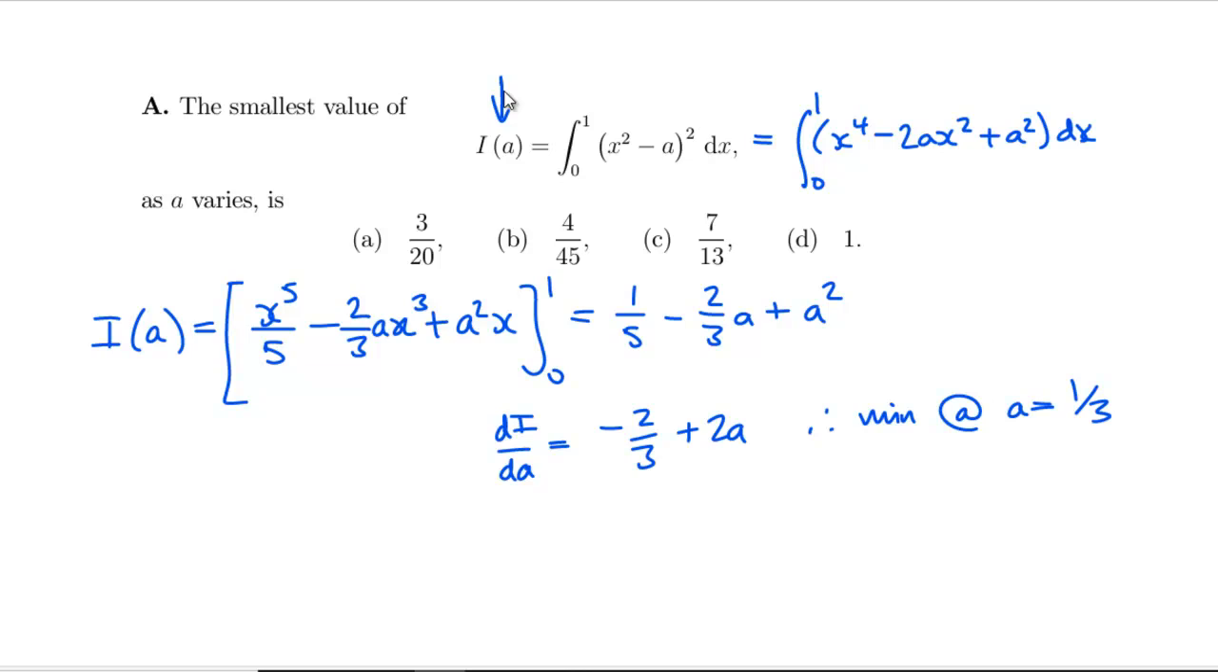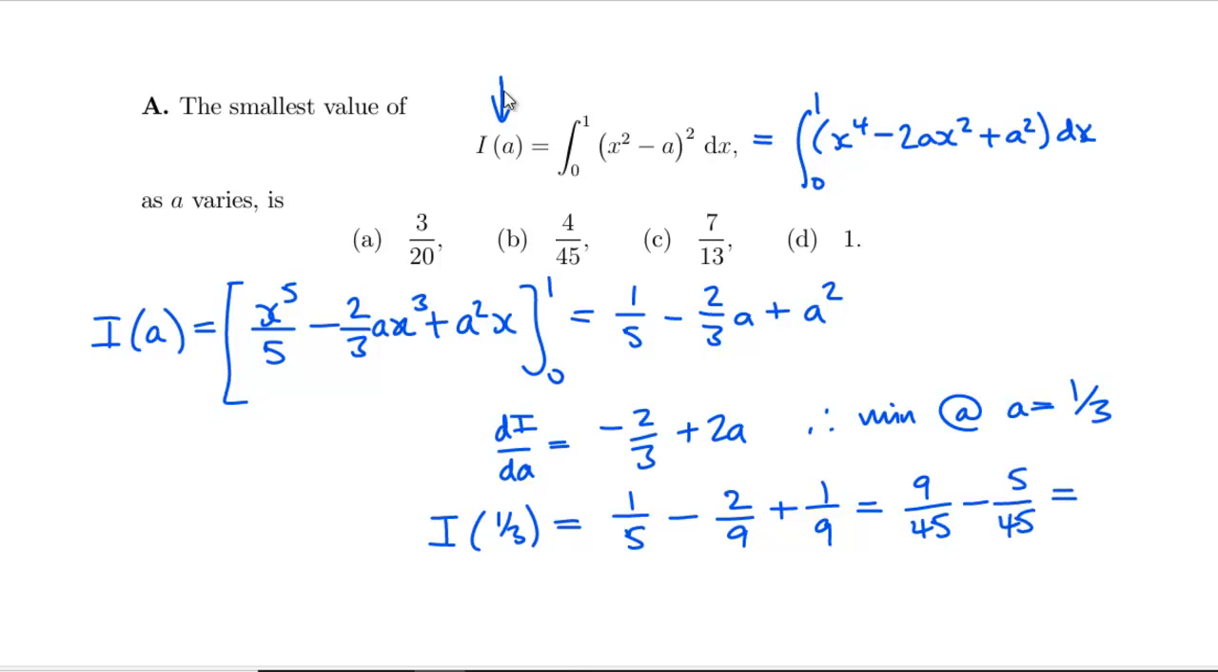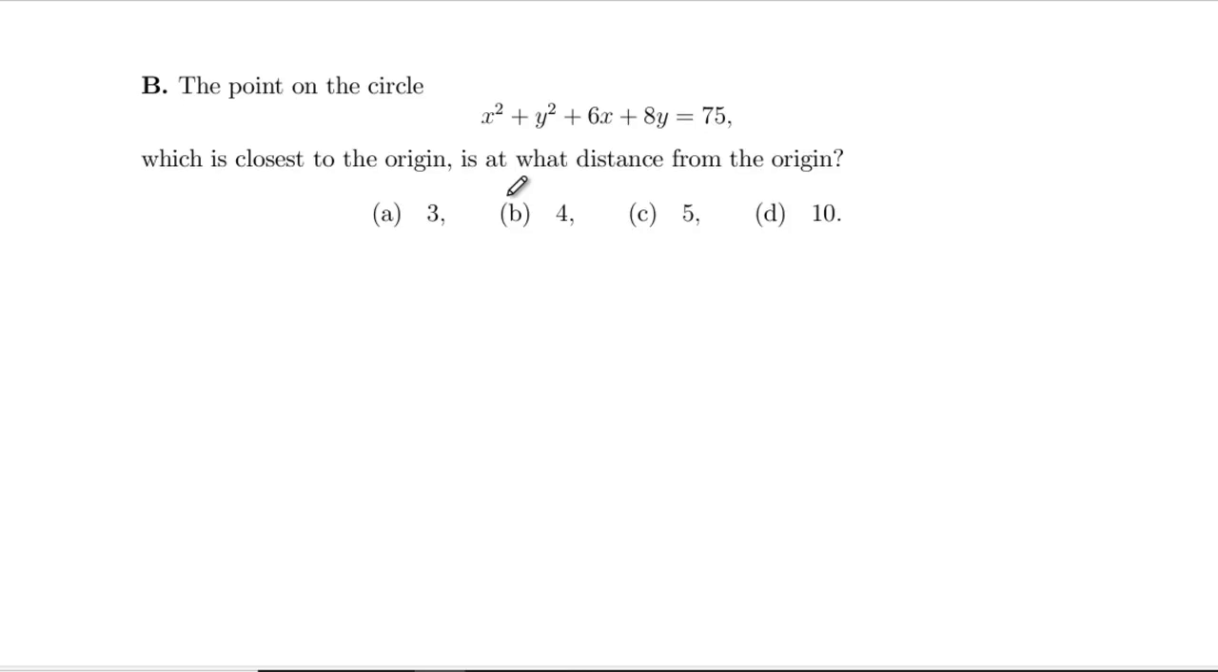And we want the actual value of the integral. So I of 1/3 is equal to a fifth minus 2/9 plus a ninth. So we've got a fifth minus a ninth. So that is going to be 9 over 45 minus 5 over 45, which is equal to 4 over 45. So B. That was quite long-winded for a first question.